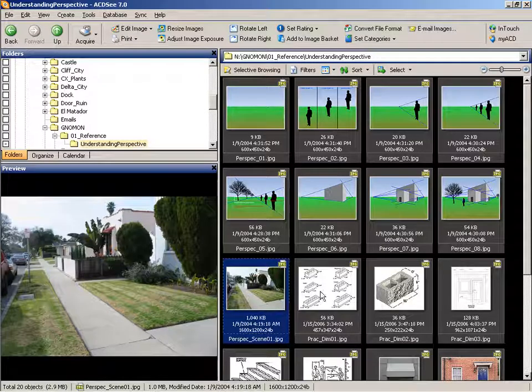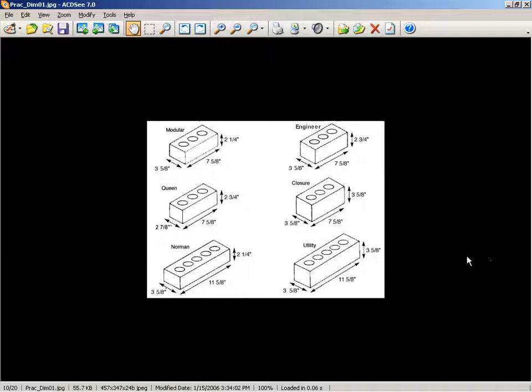So moving on. Let's talk a little bit about standard dimensions of things. Now, it's kind of a little mini architecture lesson, but it's going to really help you out when you're looking at your reference images and trying to figure out scale.